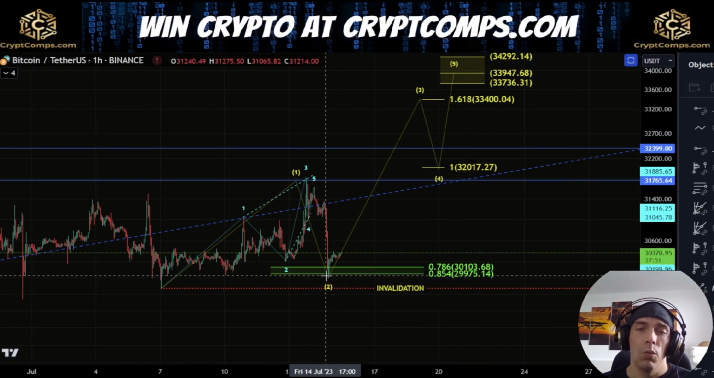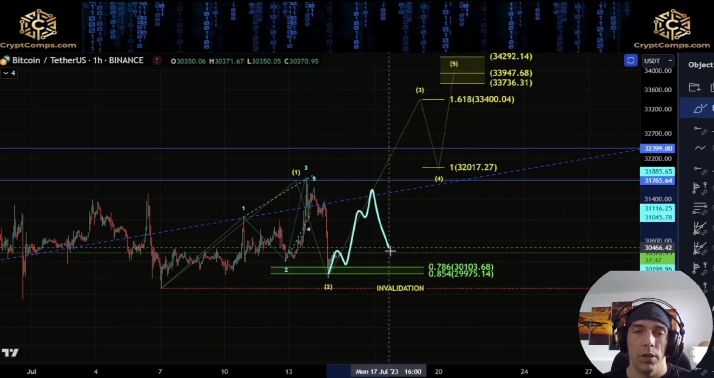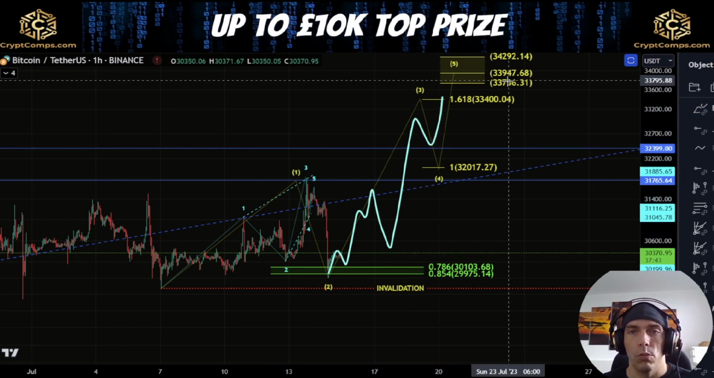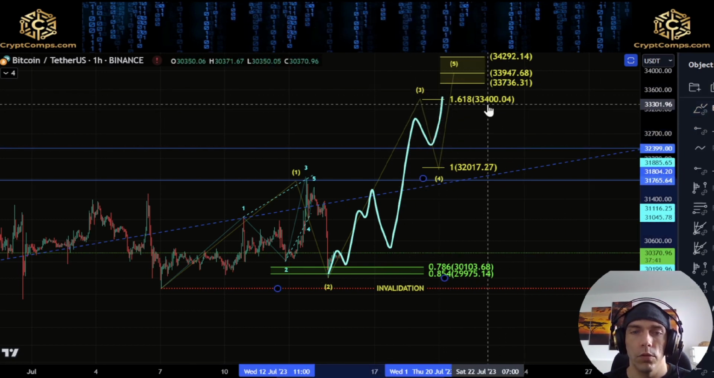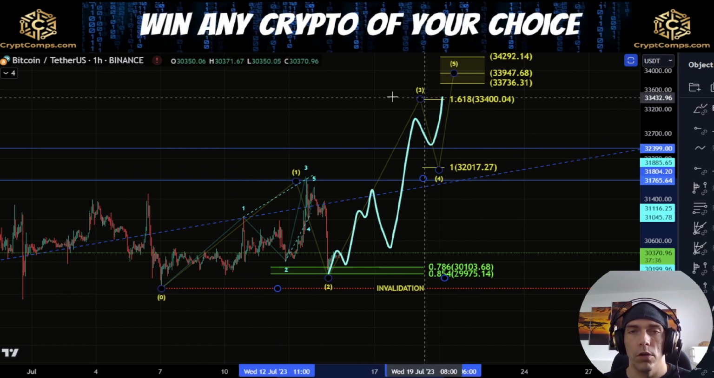Now, if we fail to break down here and we do maintain this 0.854 that we've already come down into, what we could start to see is this move develop to the upside, something like a 5-wave structure. Then we see something like this pushing us up towards this target range, which would be here towards this 33,400 level. So that would be our 3rd wave target currently.